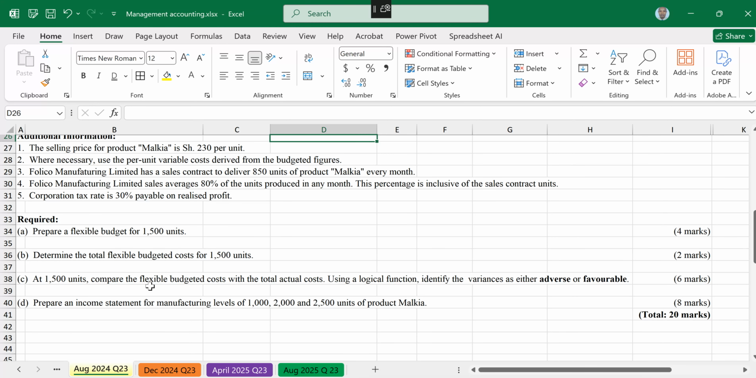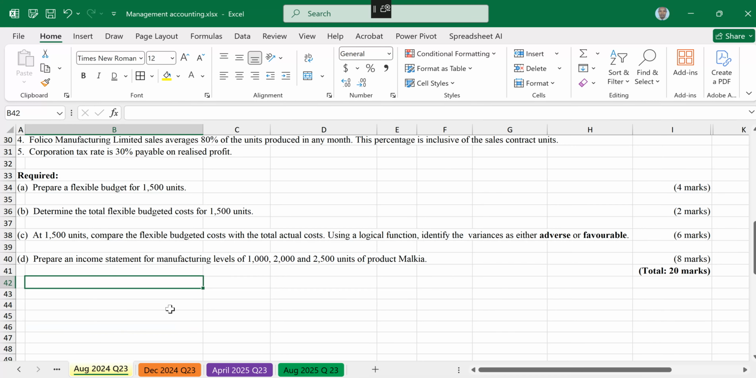Required, prepare a flexible budget for 1,500 units. Determine the total flexible budget cost for 1,500 units. Number C, at 1,500 units, compare the flexible budgeted cost with the total actual cost. Using the logical function, identify the variances as either adverse or favorable. Number D, prepare an income statement for manufacturing levels of 1,000, 2,000, and 2,500 units of product Malkia.